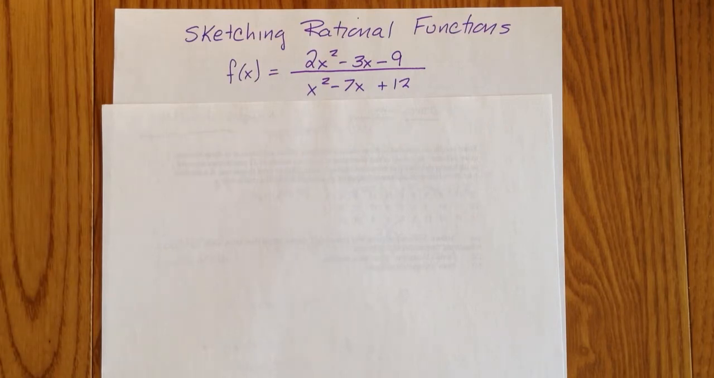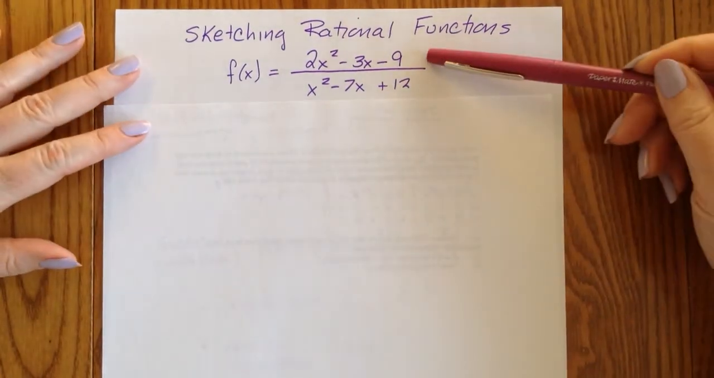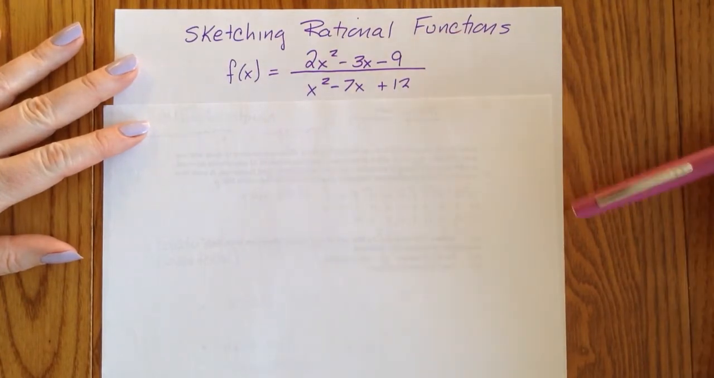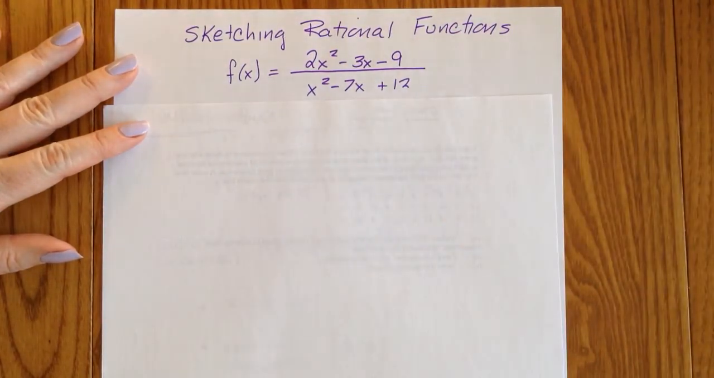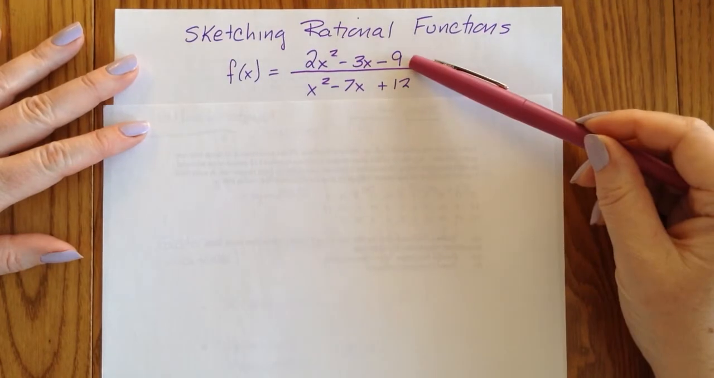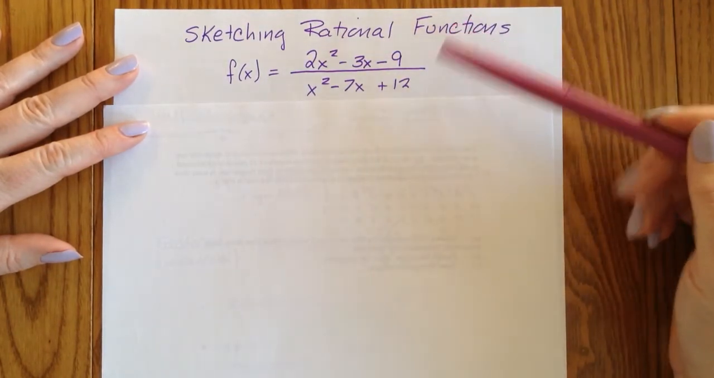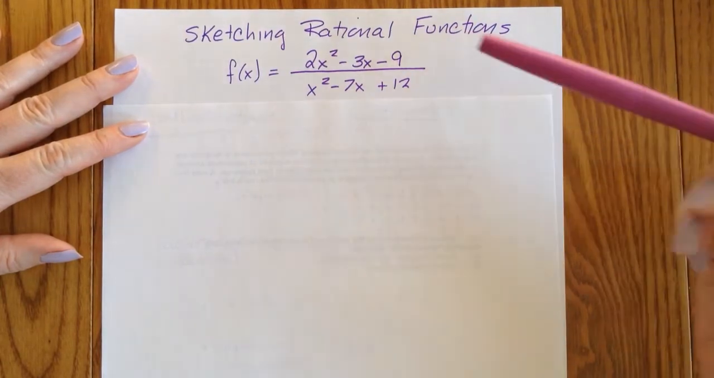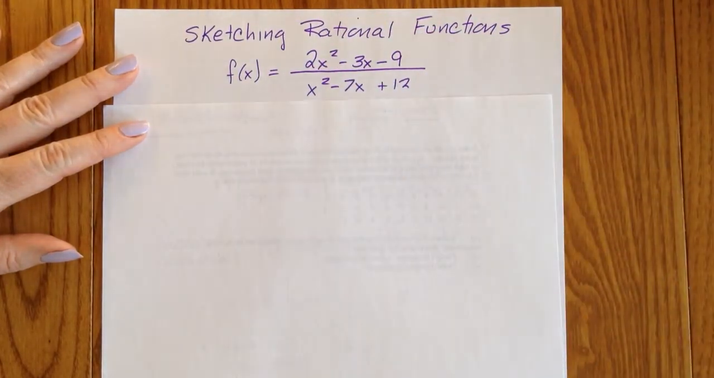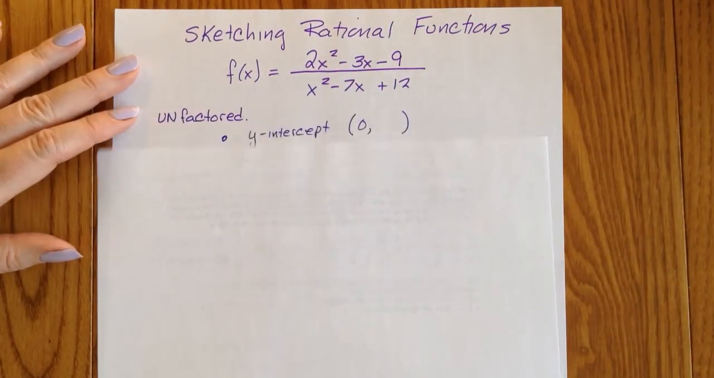All right, so here's our rational function for this video. Take a minute, write it down. All right, you'll notice it is not factored. In order to do curve sketching, we're going to find a ton of stuff, and so I'm going to start with what can I find easily when it is not factored. So this is our unfactored form.